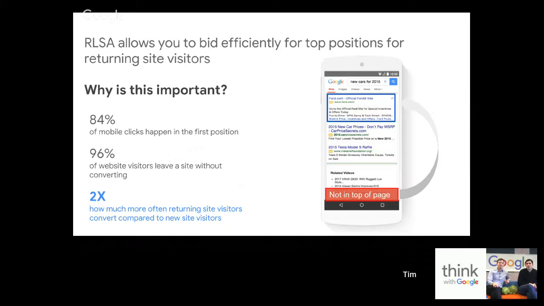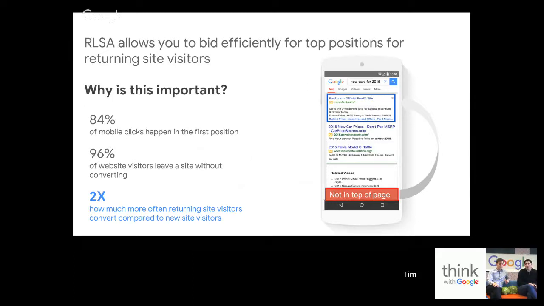So why is this important? On mobile, 84% of mobile clicks happen in the first position. So on such a small device, occupying the forefront and the top of the page on search is going to be very, very important. And, this goes back to the beginning of what Owen was saying, 96% of website visitors leave a site without converting.